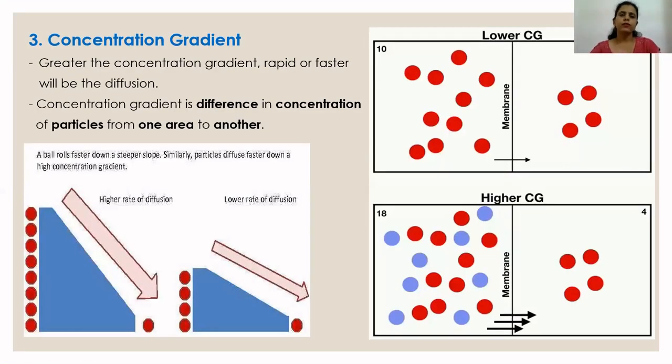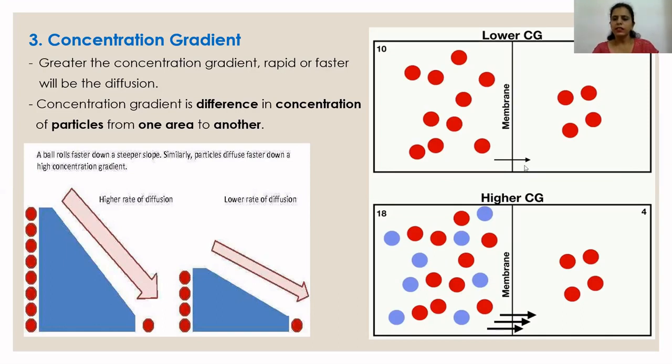Third, very important factor which affects the rate of diffusion is concentration gradient. Okay, so first you should understand what is the meaning of concentration gradient. The meaning of term gradient is difference in concentration. So concentration gradient refers to the difference in concentration of particles between two areas. Difference in concentration of particles from one area to another is known as concentration gradient. So remember, if concentration gradient is higher, rapid or faster will be the diffusion process.